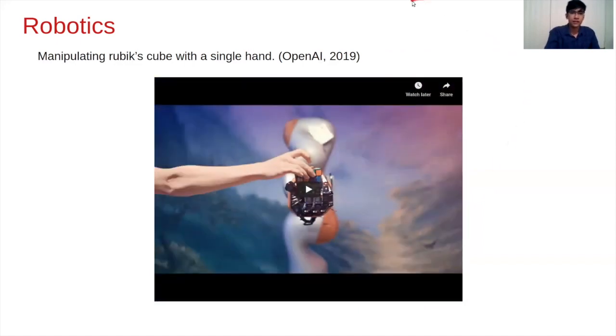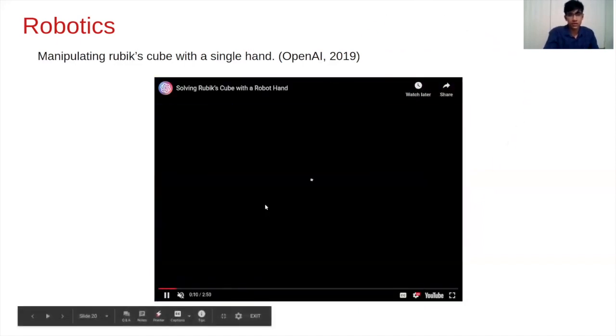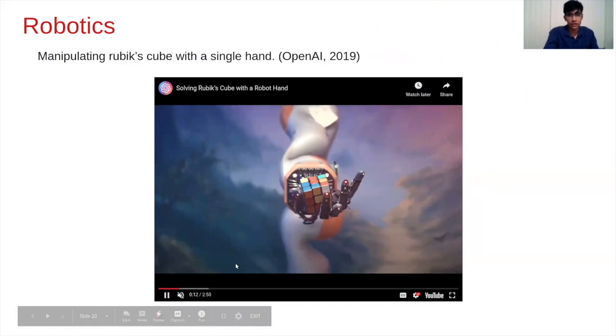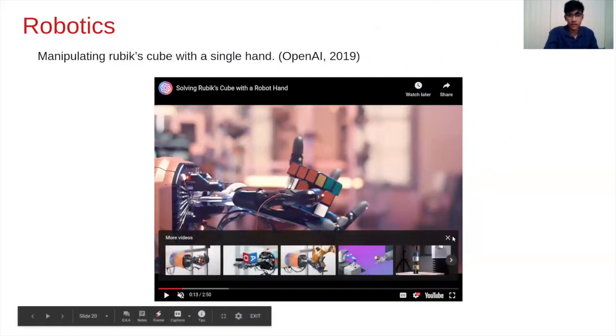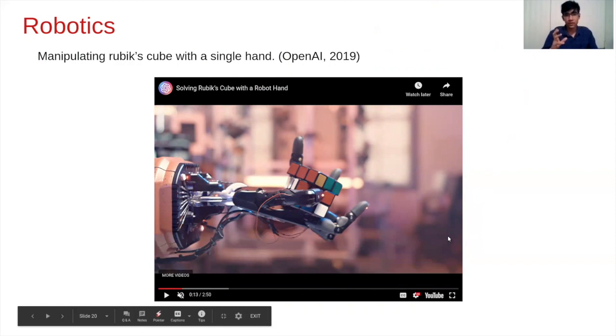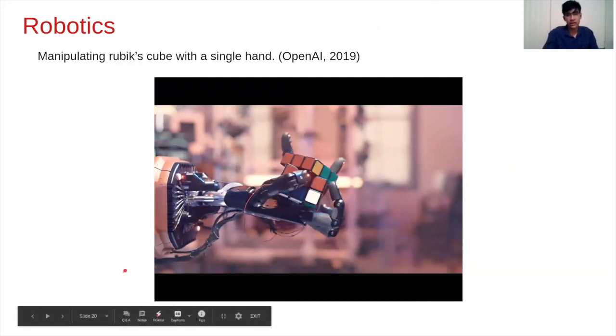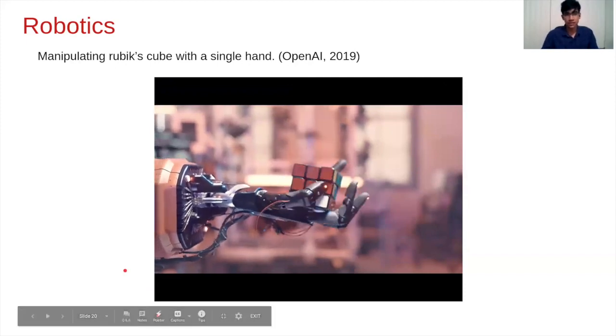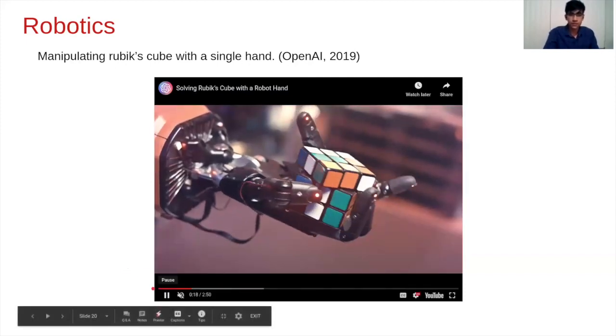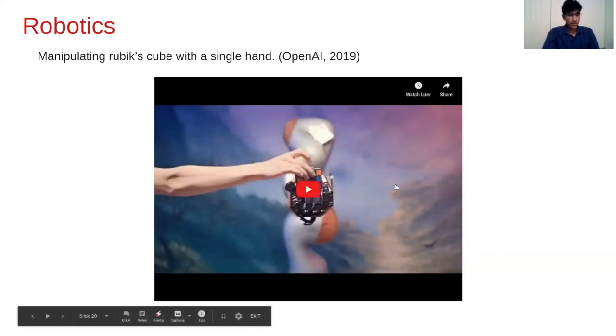Okay, and this is a more recent update. It's from a company called OpenAI. They designed an RL algorithm that can solve the Rubik's Cube using a single hand. It's extremely challenging because using a single hand, you have to turn all the sides of the cube. But they could do it, and the technique they used is reinforcement learning. So I believe that motivates you enough to appreciate how powerful these reinforcement learning algorithms are.